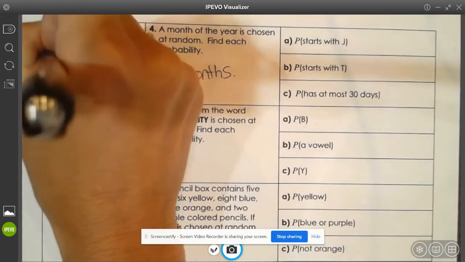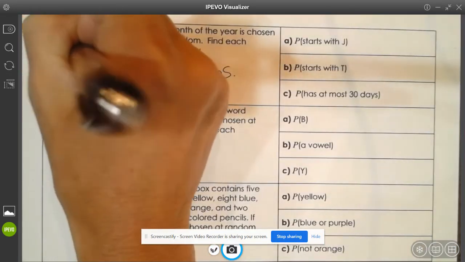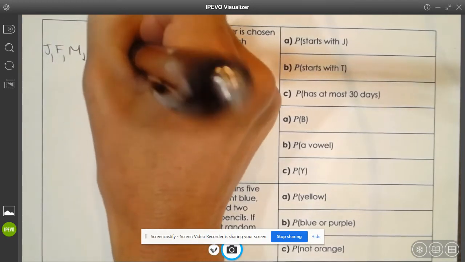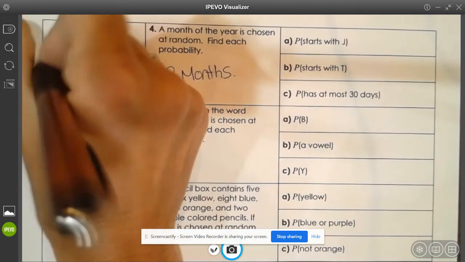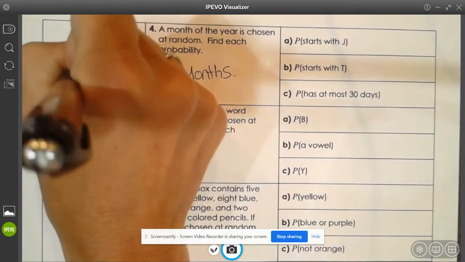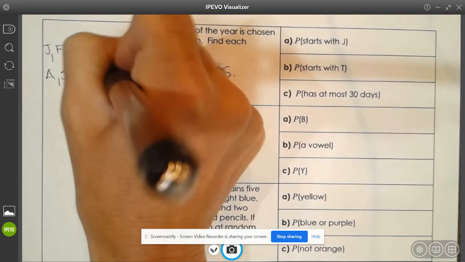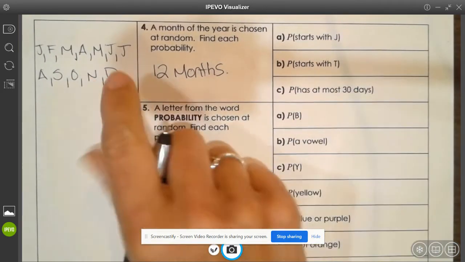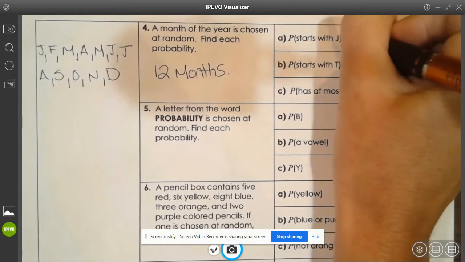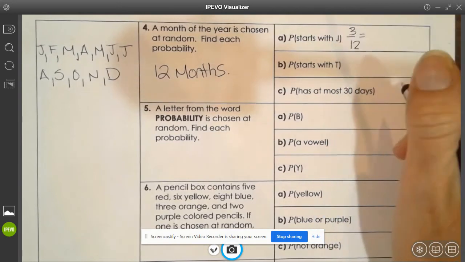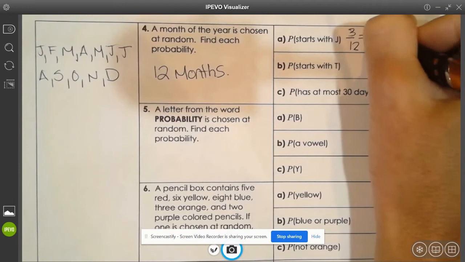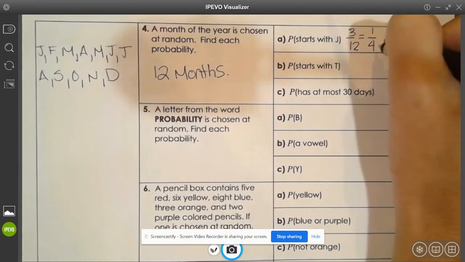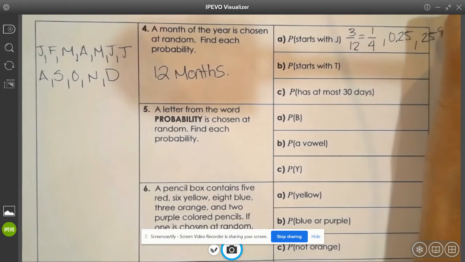So that's January, February, March, April, May, June, July, August, September, October, November, and December. Those are the months. So how many start with J? Well, there are 3, right? And 3 over 12. Now 3 goes into 12. And then so 1 over 4. And we get 0.25 when we divide, 25%.